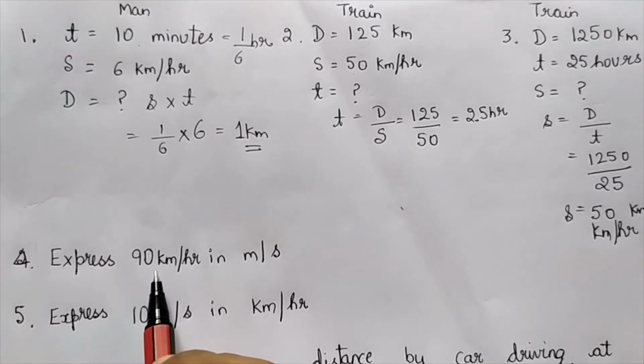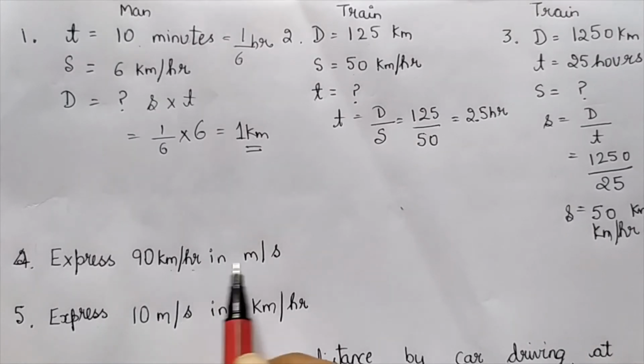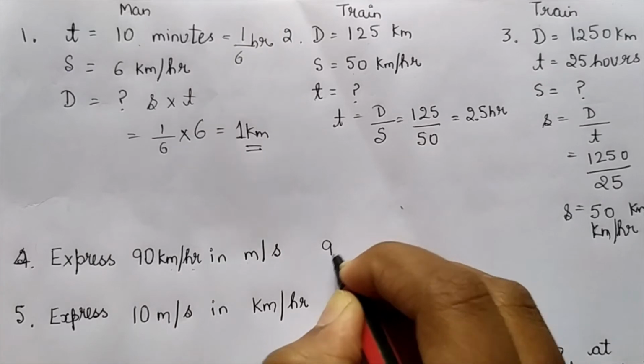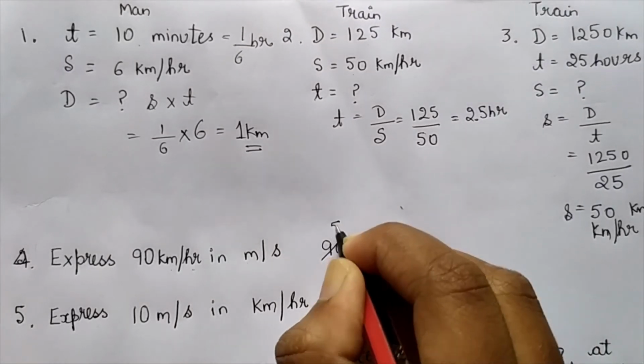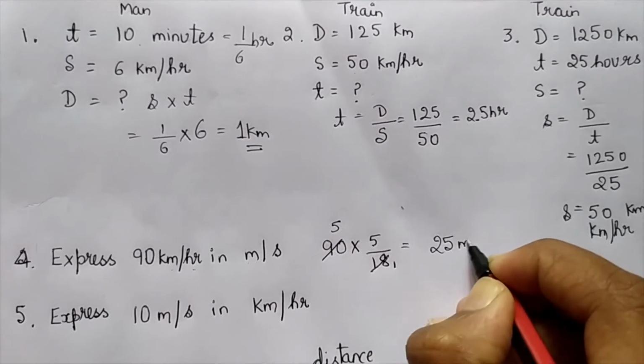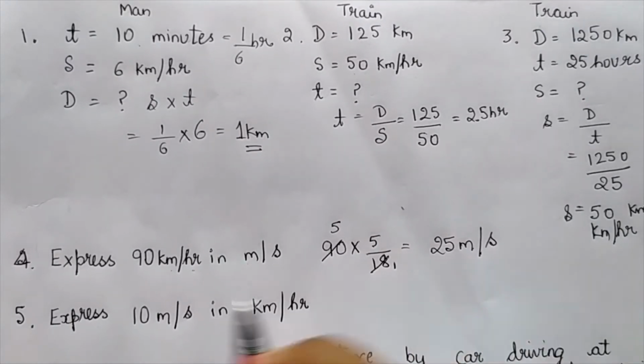Next, I want to express 90 km per hour in meters per second. I just write 90 into 5 by 18. 18 is 5, 5 is 25 meters per second. This is as simple as this.